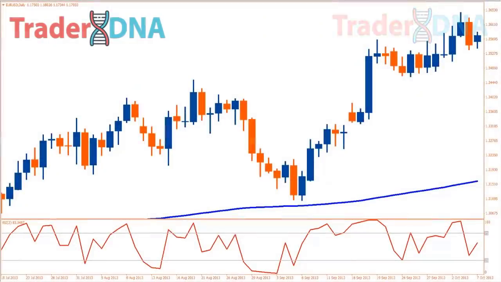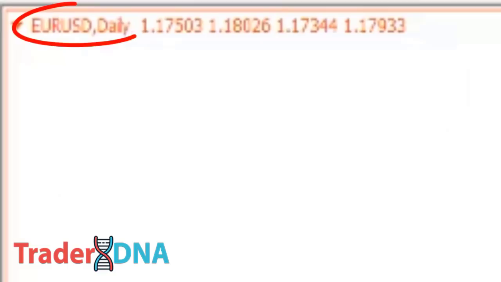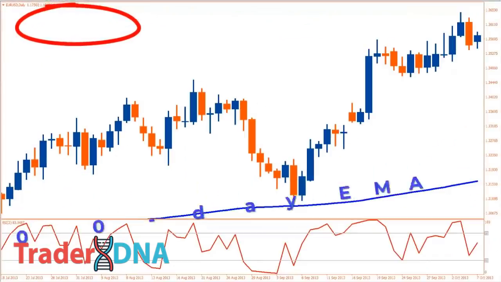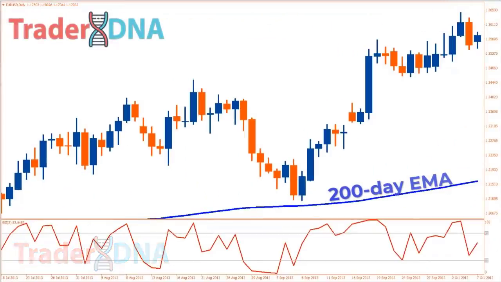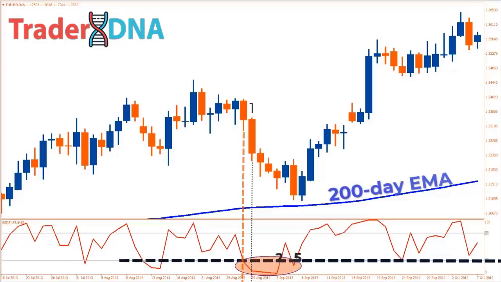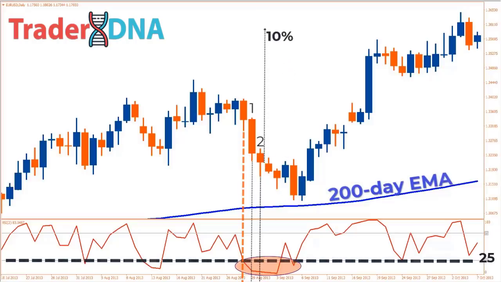Once again, here is the step-by-step process of what happened in the RSI Moving Average Martingale trade. First, the Euro versus United States dollar daily chart is above the 200-day exponential moving average, and the two-period RSI closes the first day below 25. Second, RSI closes below 25 for the second day in a row. So, we buy 10% at the close.